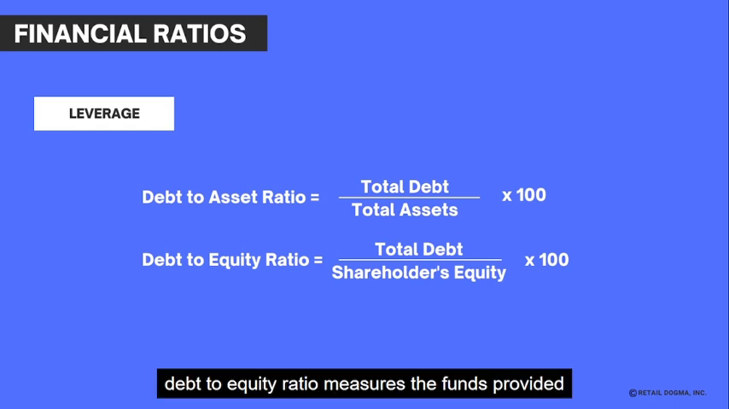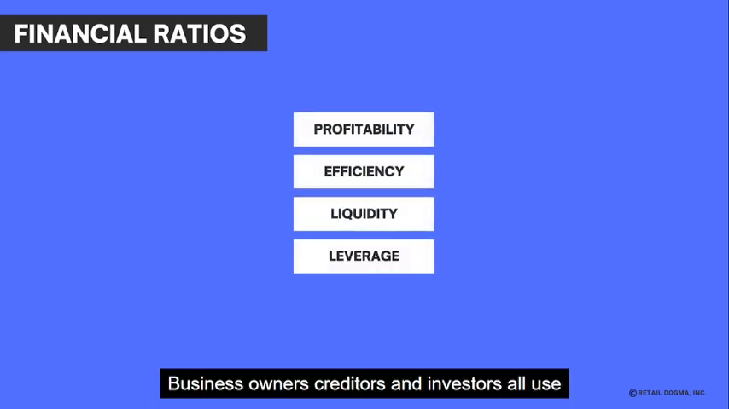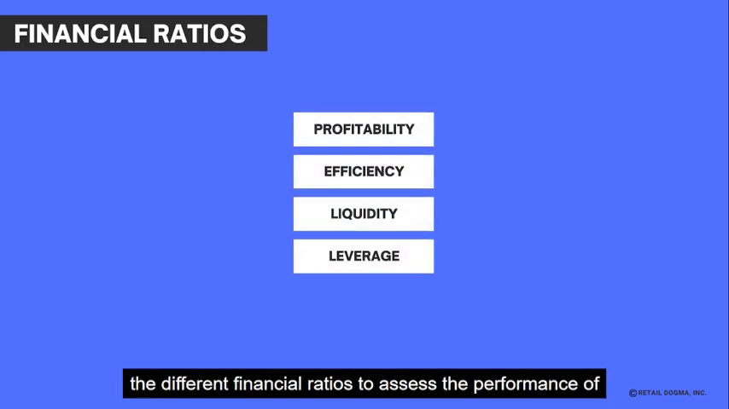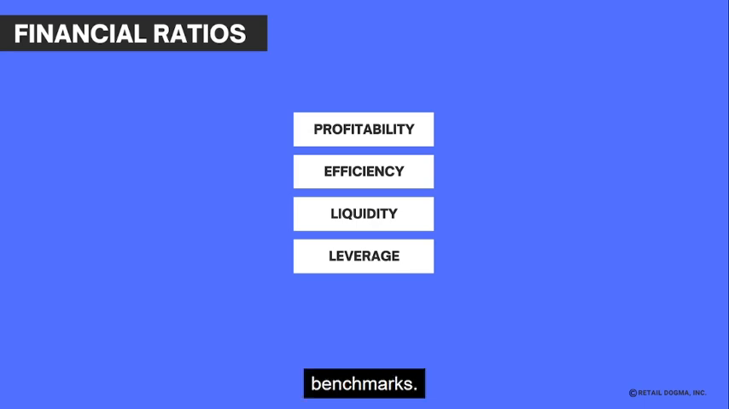Debt-to-equity ratio measures the funds provided by creditors versus the funds provided by the company owners or shareholders. It indicates whether the business capital structure is more built on debt or equity financing. Business owners, creditors, and investors all use the different financial ratios to assess the performance of the company by comparing those ratios to industry's benchmarks.